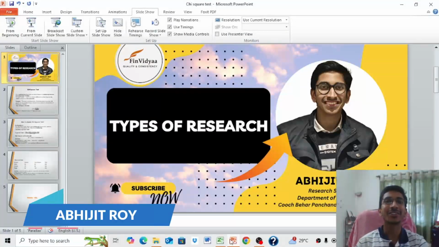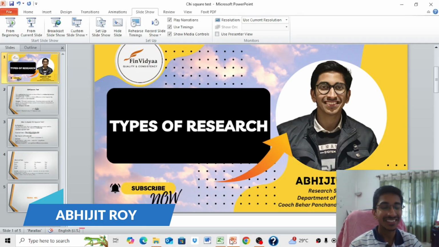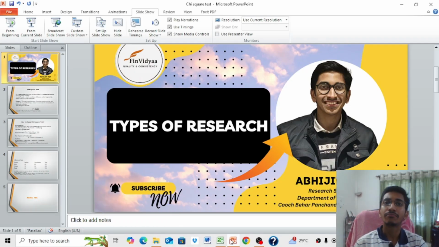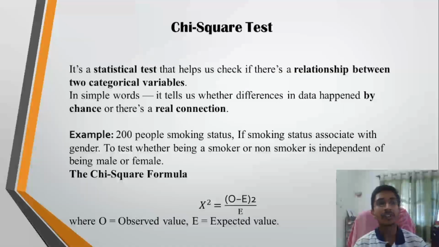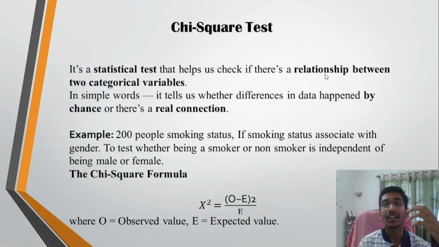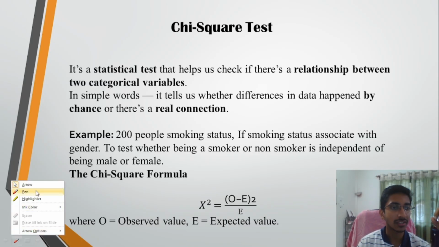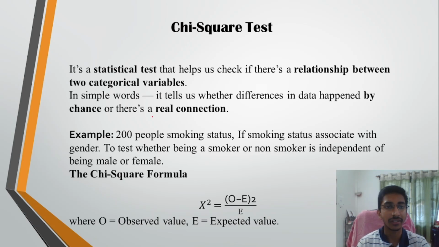So in this video we are going to discuss the chi-square test, right? We discuss not only the theoretical aspect, we also discuss the practical aspect in Excel. So let's begin. The chi-square test is a statistical test that helps to determine whether there is any relationship between categorical variables or not. We test whether the variables are associated or not, right?